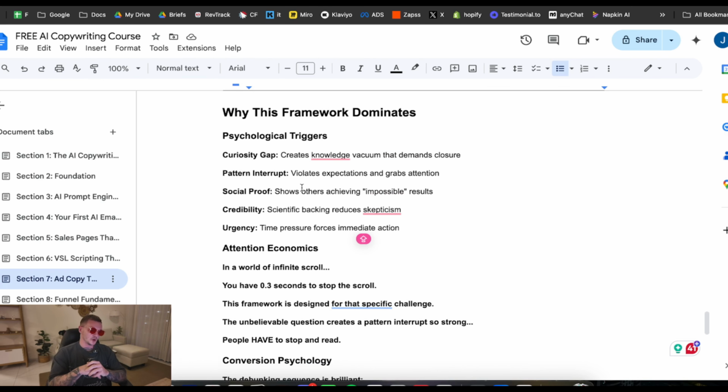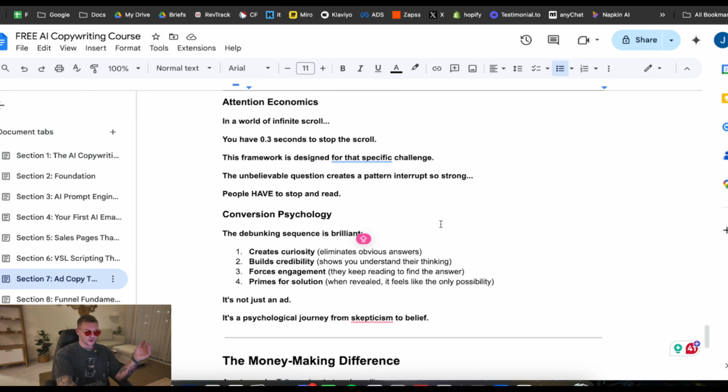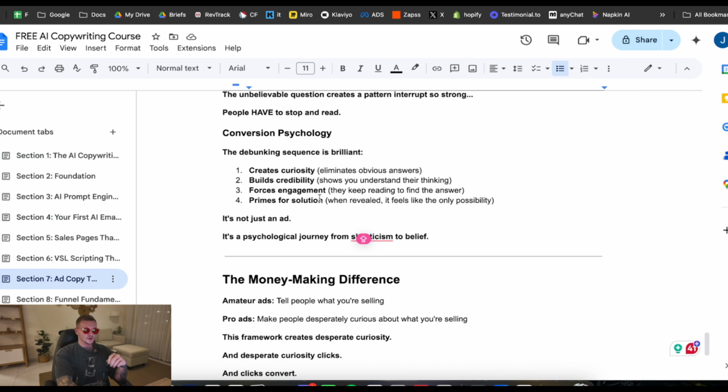The framework dominates because there's a curiosity gap. This is for this one specifically. It creates a knowledge vacuum that demands closure, like open loops that we were speaking about earlier. It violates expectations and grabs attention, shows others achieving seemingly impossible results, scientific backing, and so on. Attention economics: in a world of infinite scroll, you have less than a second to stop the scroll. And this framework is designed for that specific challenge. So it creates curiosity, it builds credibility, forces engagement, and primes for our solution.